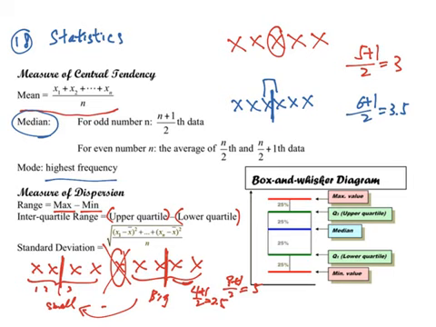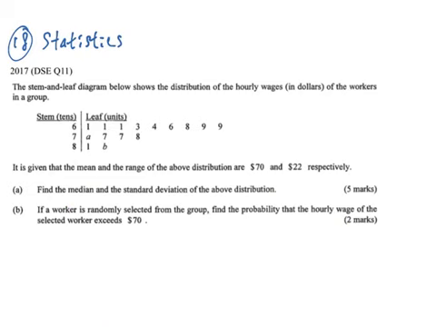Next is about the standard deviation. We will use the calculator to do it. Finally, it's about the box and whisker diagram. So it's like this. The maximum, minimum, median, upper quartile and lower quartile. Every period is 25%, that means 1/4. Let's see an example, 2017 question 11.